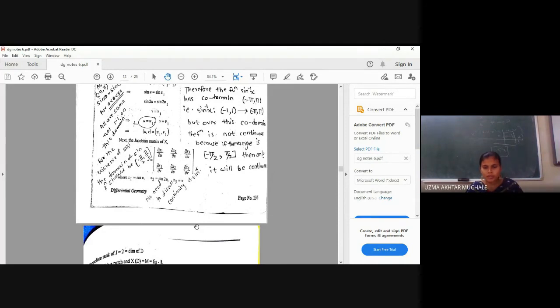Why is it not a function? Because it is not giving a unique image. Okay, yes, ma'am.